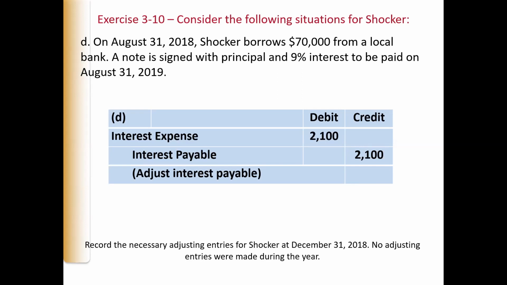So do you see the 6,300, 70,000 times 9% is for 12 months. But we are wanting our books to be right for December 31st. So we took this loan out August 31st. We don't pay it back until the next year, but we have incurred 4 months of interest. That's why we need to create an adjusting journal entry that shows interest expense of $2,100, and we credit our interest payable of $2,100. Because we're not paying it yet, we're not going to pay it till next August. Does that make sense?